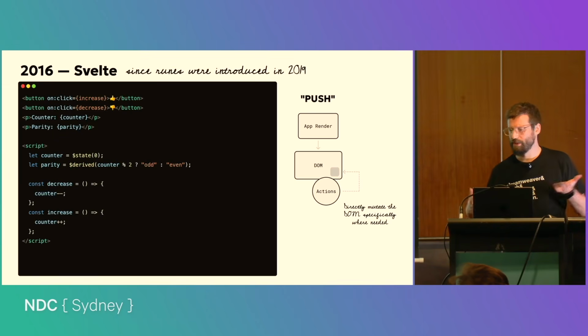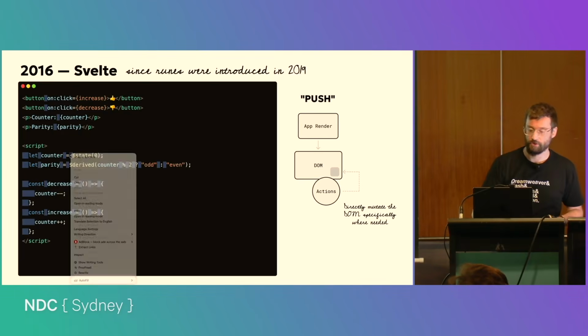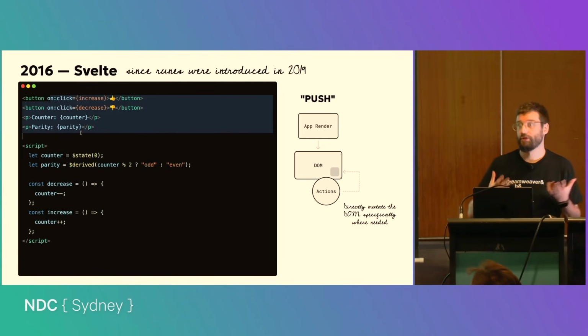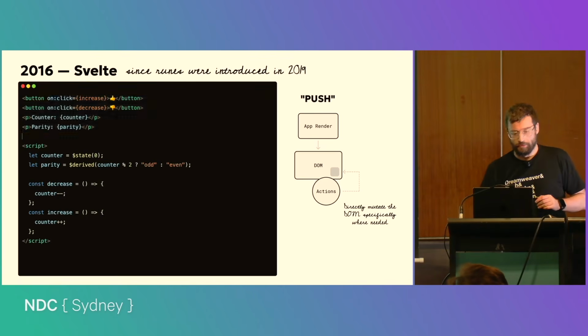So in 2019, they introduced runes, which again just makes it more explicit what's actually happening. So you define your state, and you have your derived state explicitly through these rune dollar functions. But the idea is exactly the same. So I can just mutate these variables, and my derived state will automatically recalculate. And through the templating, my HTML knows exactly what needs to update whenever these signals change.